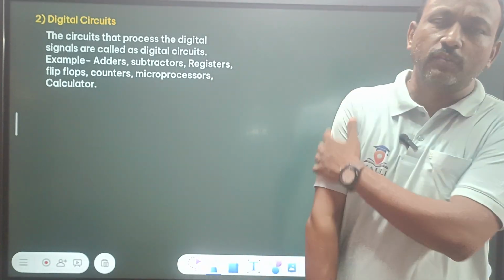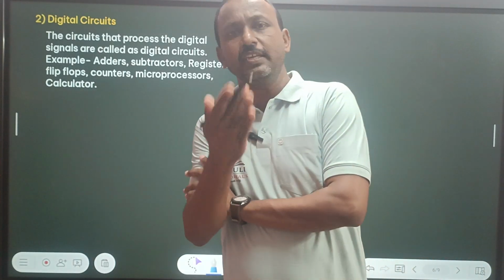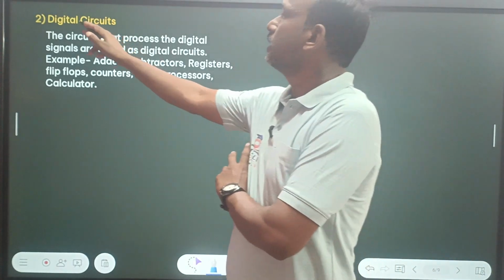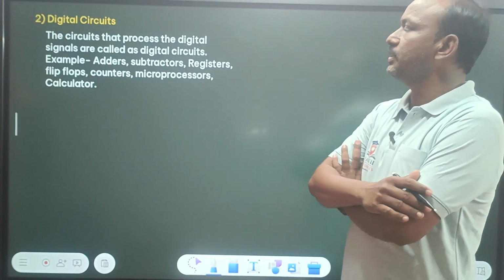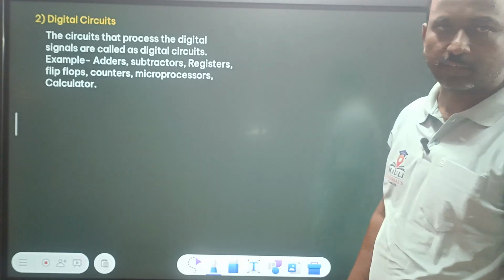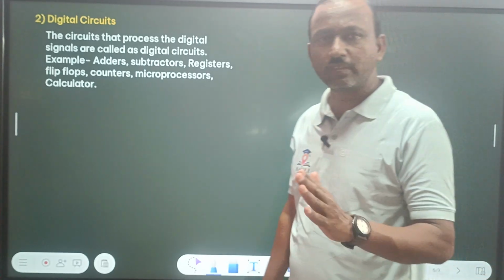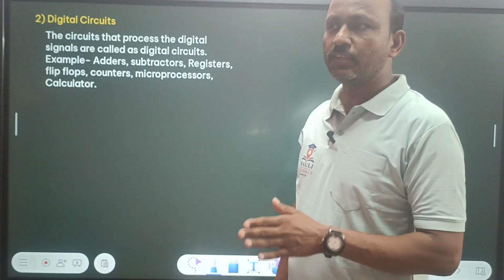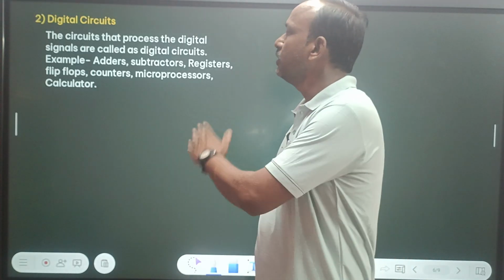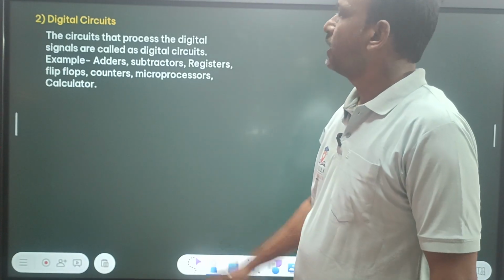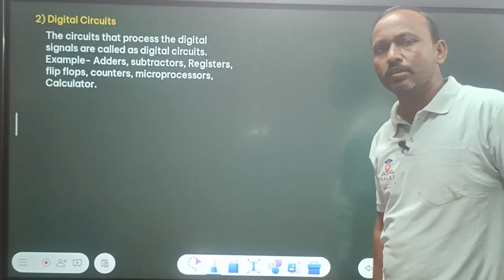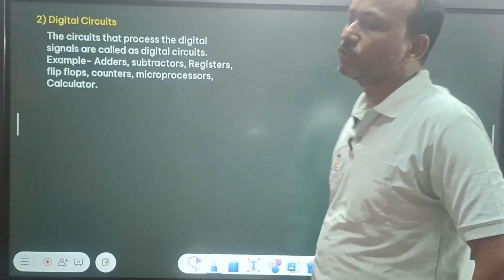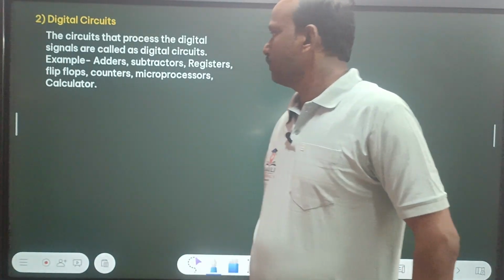In the case of analog circuits, analog signals are processed. Now, the definition of digital circuit. The circuits that process digital signals are called digital circuits. Analog circuits process analog signals and digital circuits process digital signals. Examples of digital circuits are adder, subtractor, registers, flip-flop, counters, microprocessor or calculator.